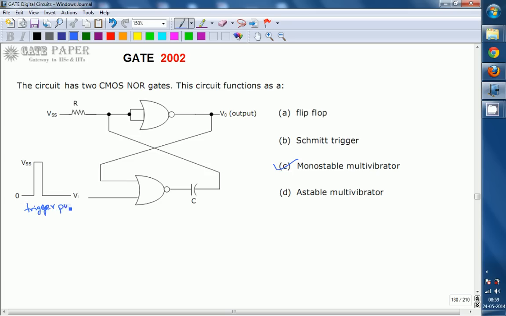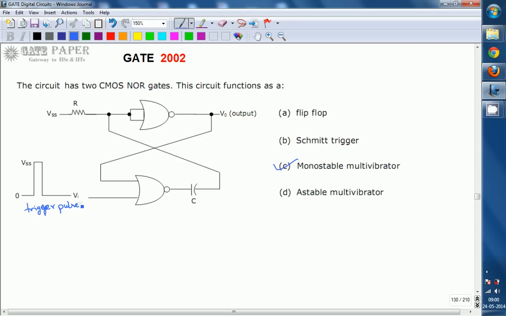So a trigger pulse is required only in the case of a monostable multivibrator. An astable multivibrator is a free running oscillator, it doesn't require any trigger pulse. Whereas flip-flop and Schmitt trigger consist only of latches, they don't consist of any discrete components, resistor or capacitor. So we can say that the answer for this question is monostable multivibrator, and we will see how it acts as a monostable multivibrator.